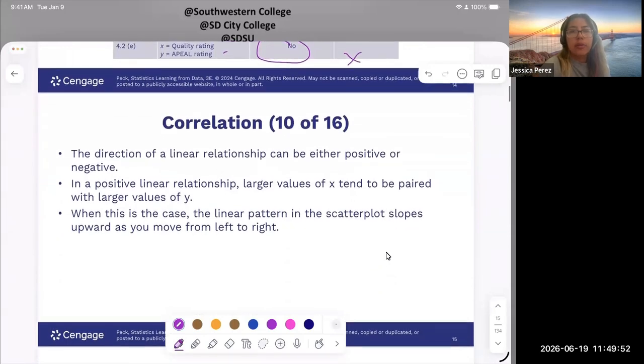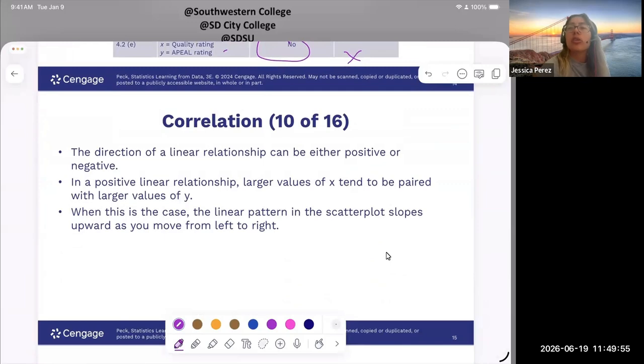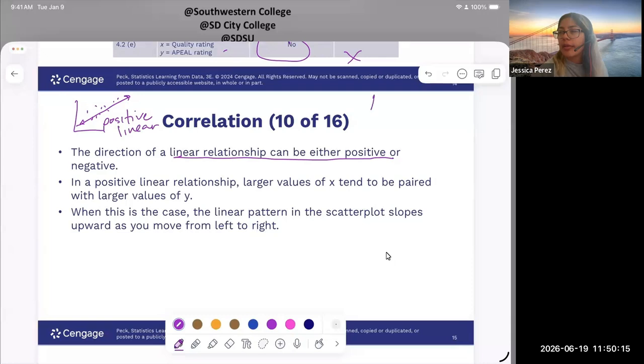The direction of a linear relationship can be either positive or negative. You can have a positive linear correlation, meaning that all of the points are tending upward, and you can make a line that looks linear going up. That would be a positive correlation, positive linear. And we can have a negative linear correlation where your points start up here and then go downward. So this would be a negative linear correlation.